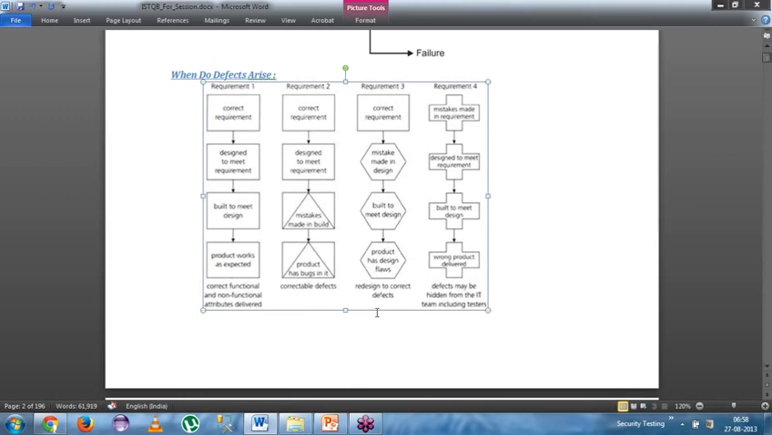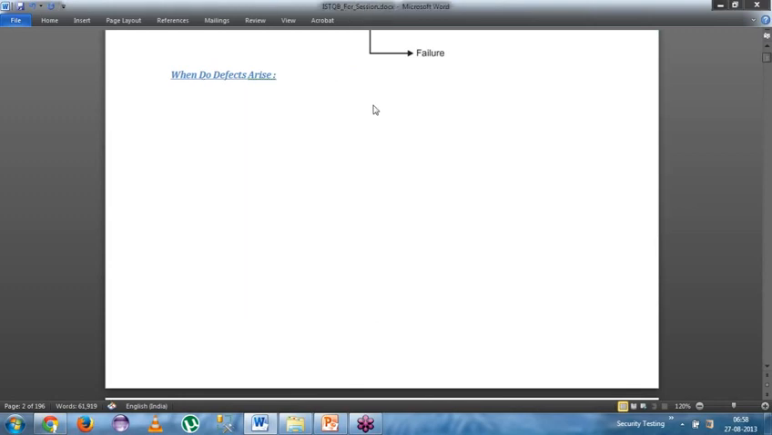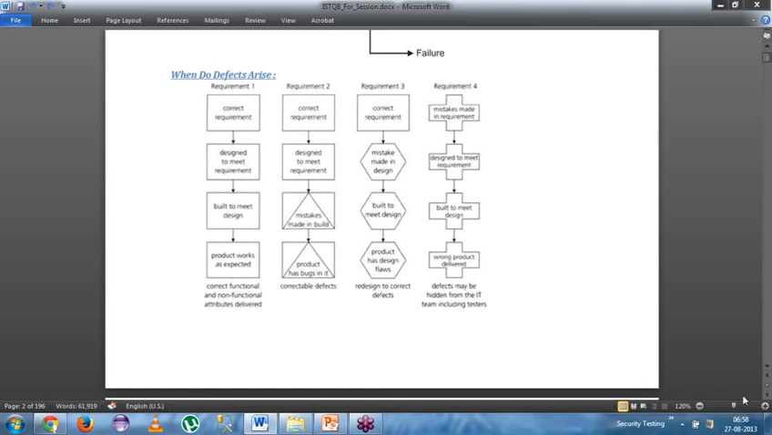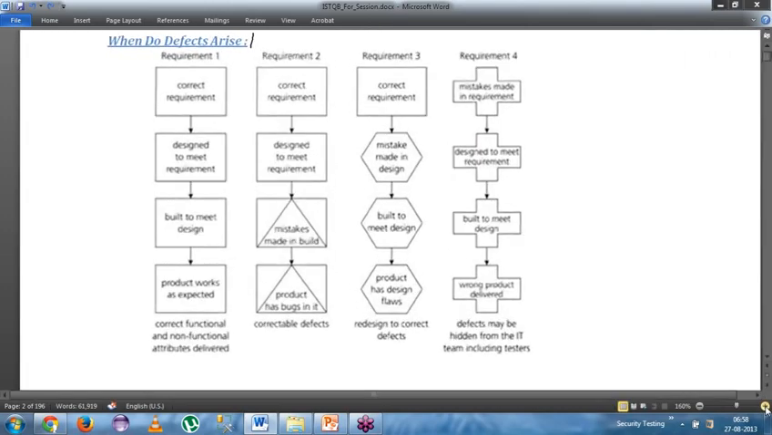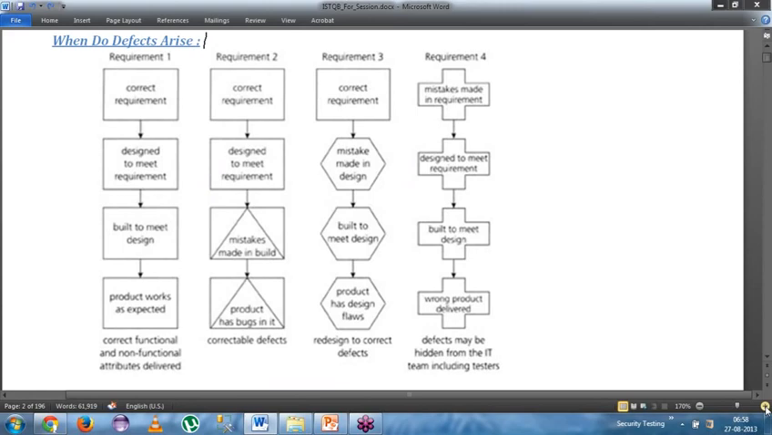Fine. So when the defects arise, I think this is visible. I hope this is visible. I will just zoom it a little bit so that it is clear. Fine. So when the defects can arise, what are the probable chances that we can think of? It can be due to any number of reasons that we have discussed a few minutes back. But in what different phases it can contribute is what we are talking about.